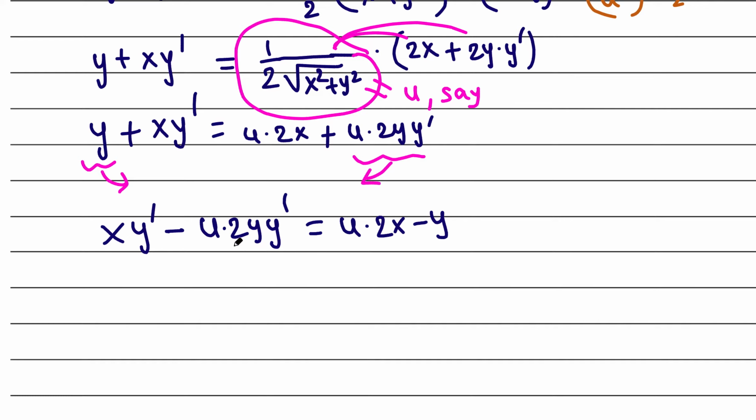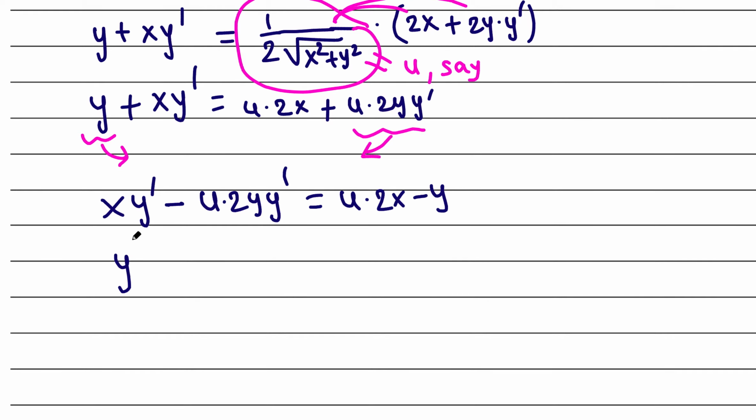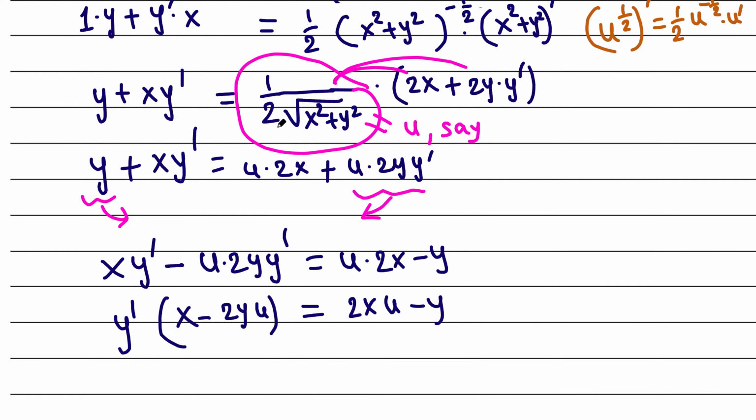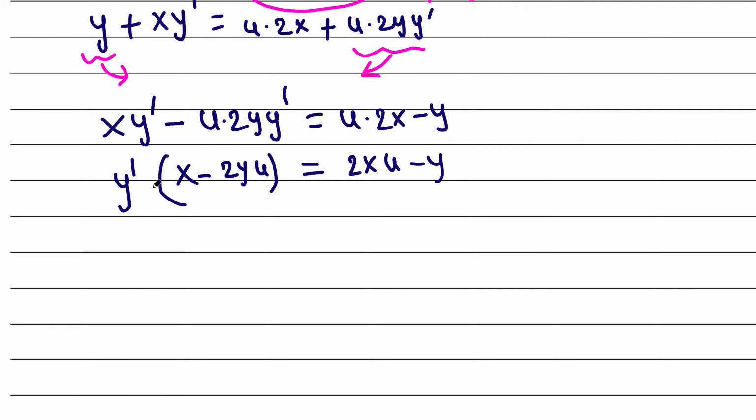So now we can factor y prime out. That was the purpose of collecting on one side. So (x minus u times 2y), or we can write 2uy or 2yu, doesn't matter, equals, this is the same as 2x times u minus y. Remember, u is this junk. Then now we can finish the problem, because we can divide by this to isolate y prime. So y prime is (2x u minus y) over (x minus 2y u).